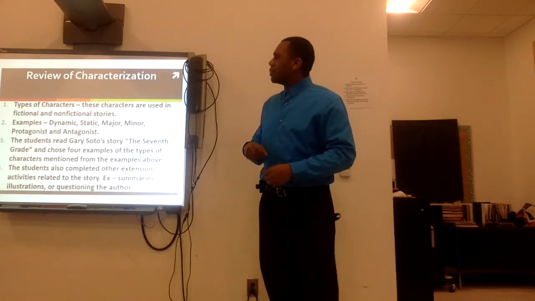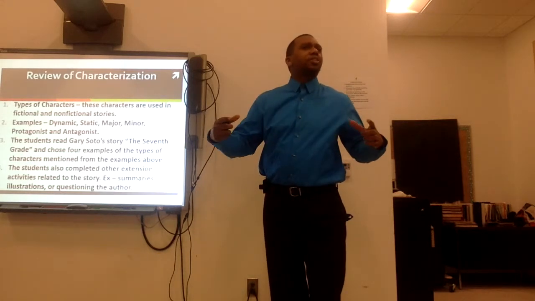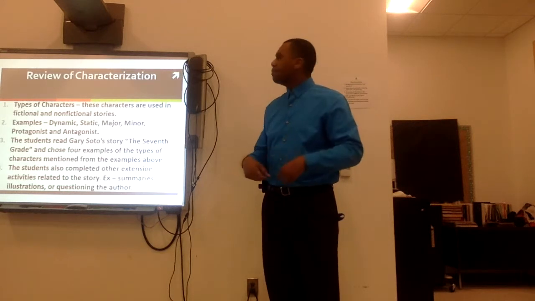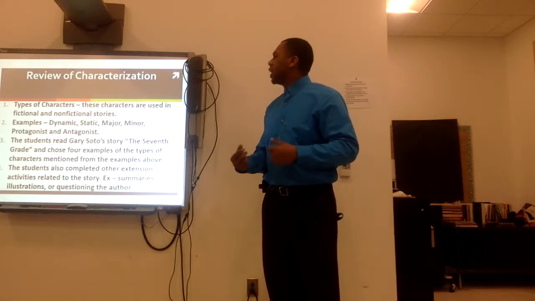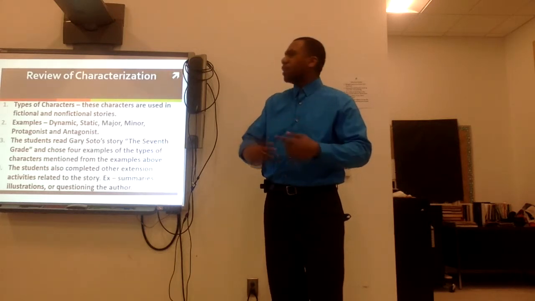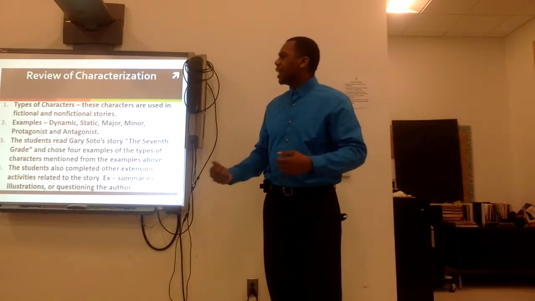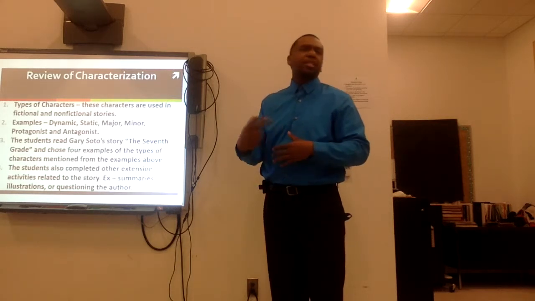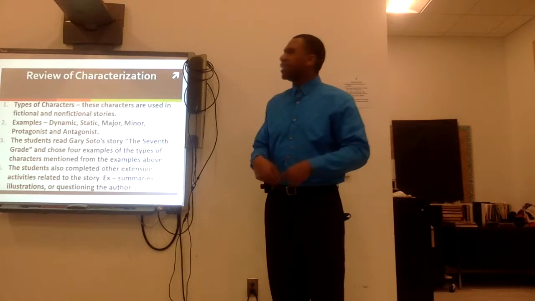Now, some examples include dynamic, which is pretty much a character that changes. Okay? Whereas a static character is a character that stays the same. Then you have things such as the major character that is the character that's in the story the most, that perpetuates the conflict or the problem. Minor character that supports the major character. And protagonist, antagonist, which is basically the hero and the opposing character to the hero.